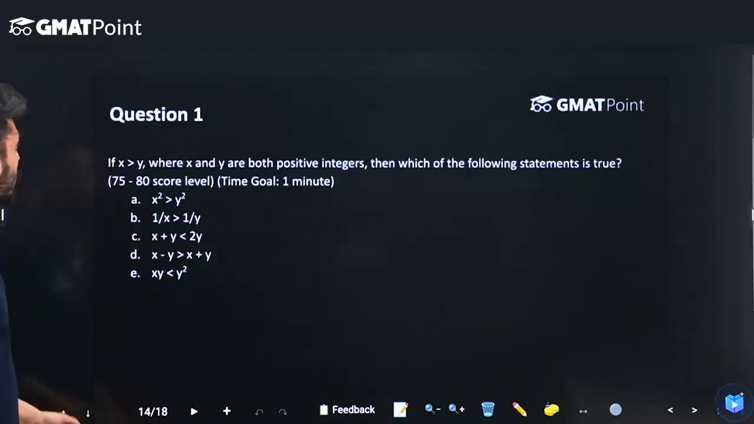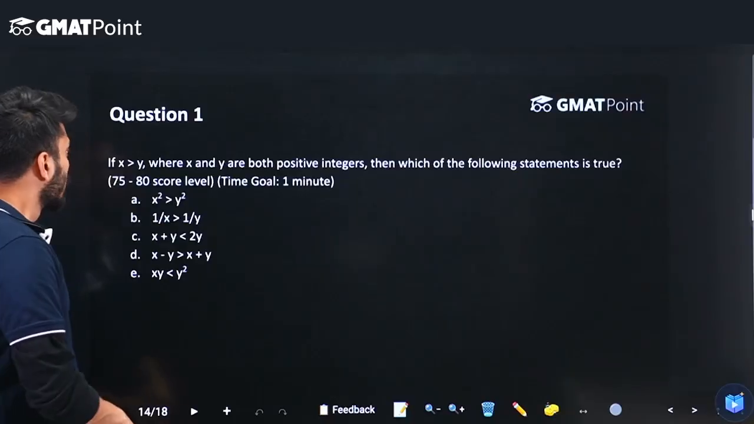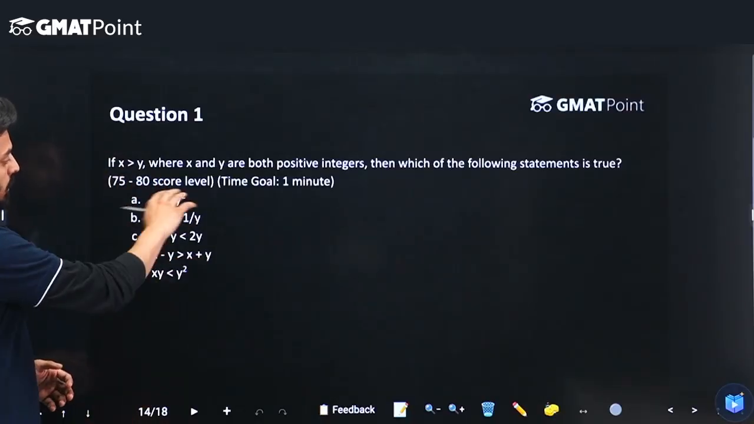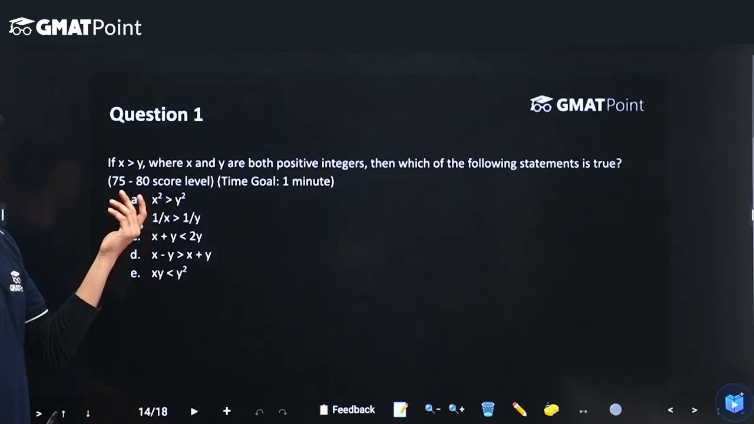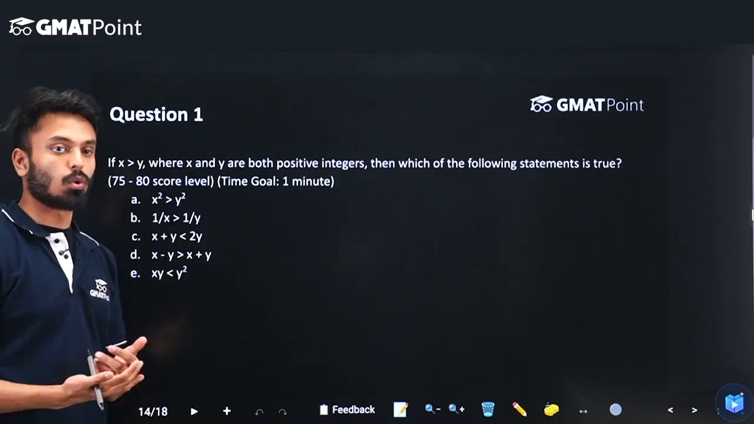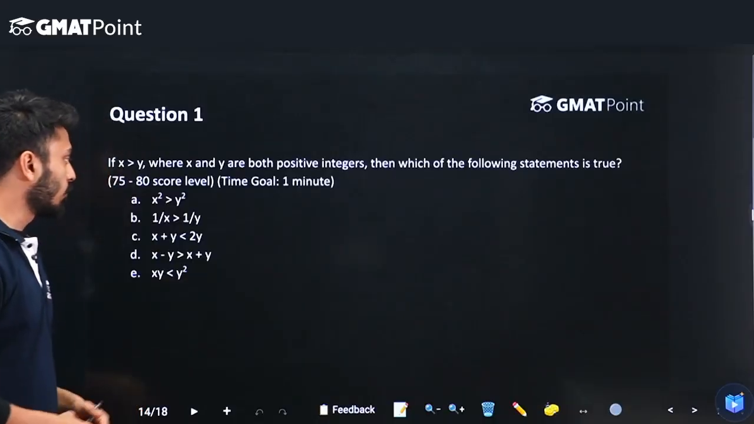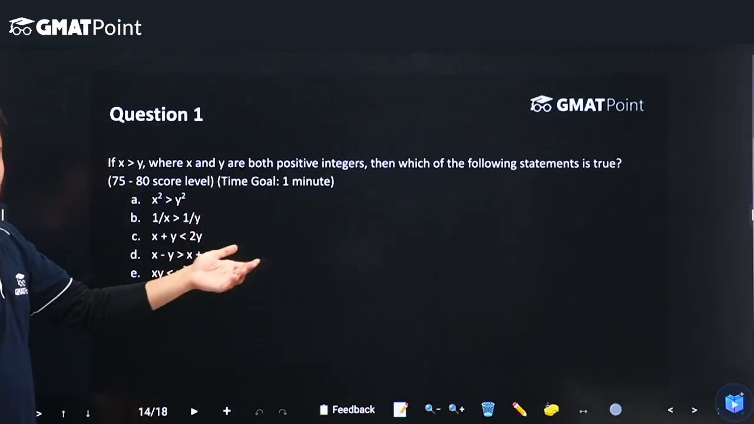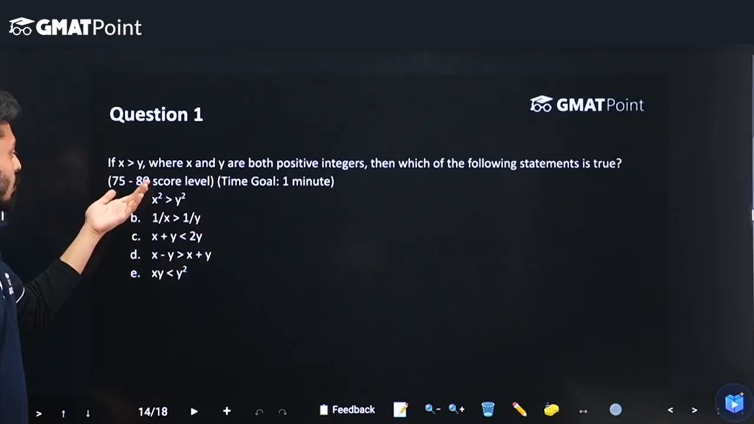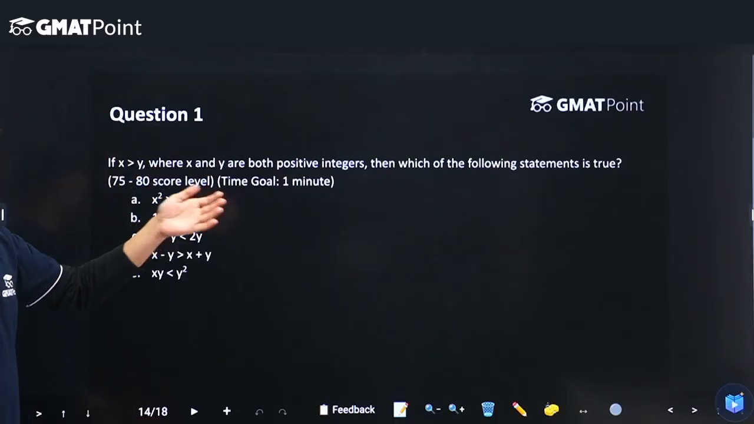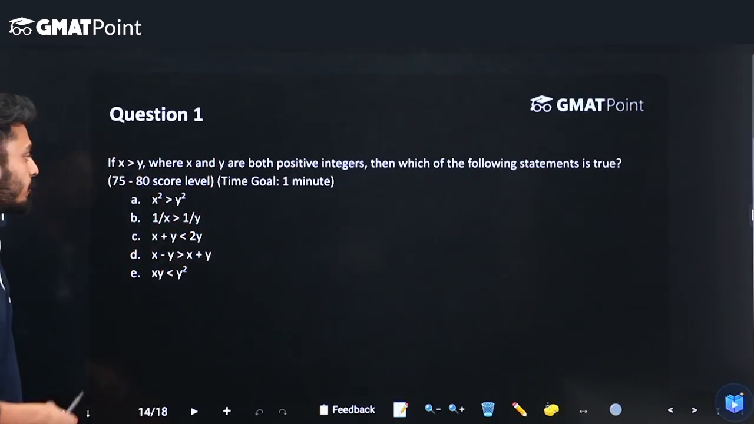Let's look at some more questions. Question 1 again. Before we start, in the questions, you will see there is a score level. So this question would be somewhere between 75 to 80 score level on a GMAT Quant sectional score scale. So for example, if this was to be in a GMAT Quant section, this is the level of question that someone with a 75 to 80 score should be able to solve.